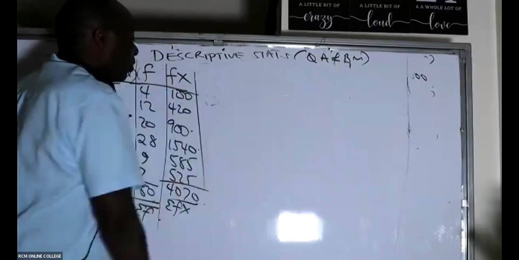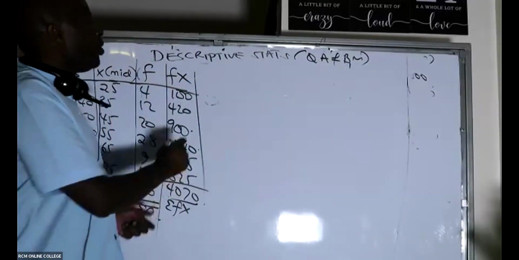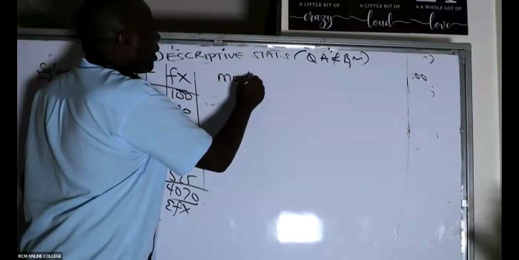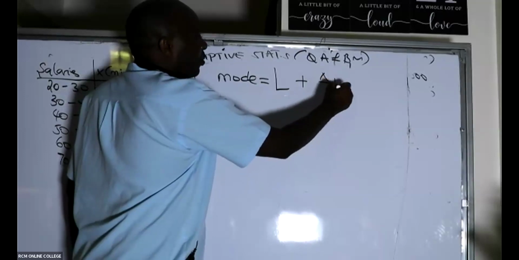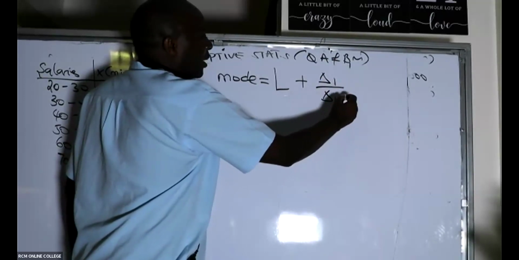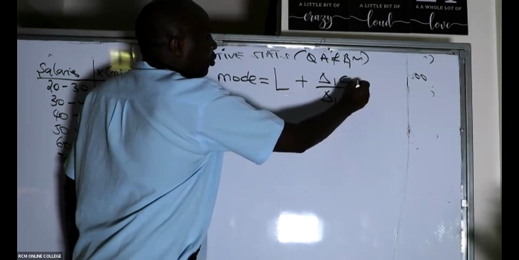To be able to get the modal salary, ladies and gentlemen, this is normally what we do. How do we get the mode? To get the mode, the formula you cram is L plus delta 1 all over delta 1 plus delta 2, and then of course multiplied by C.